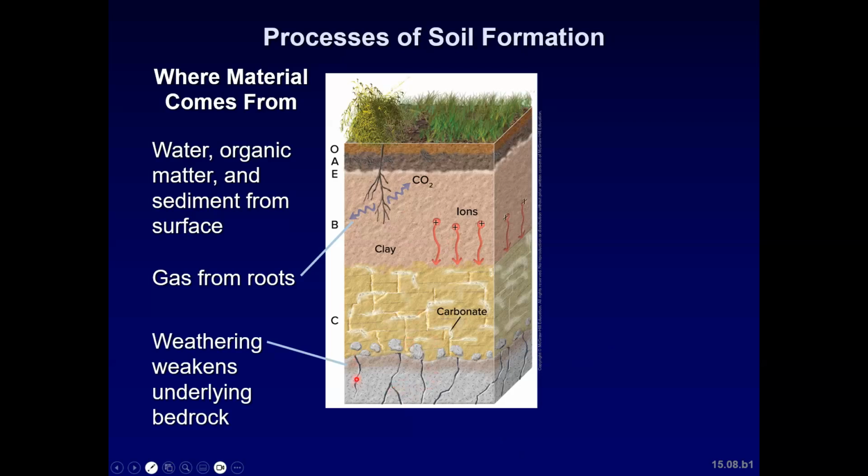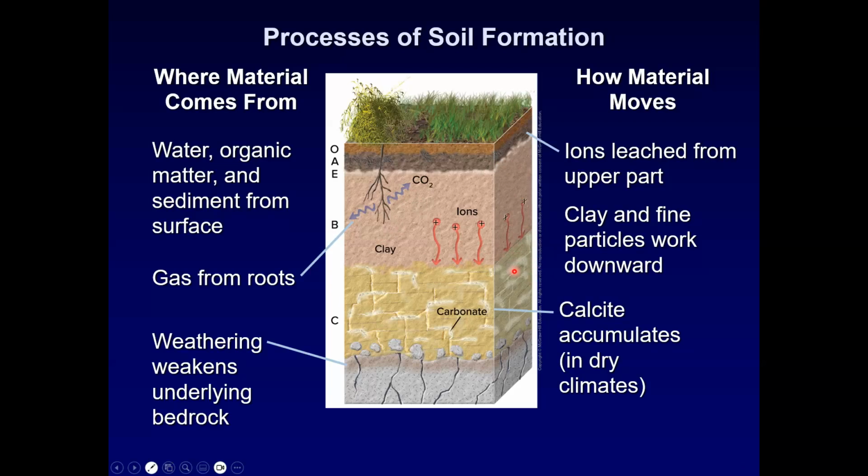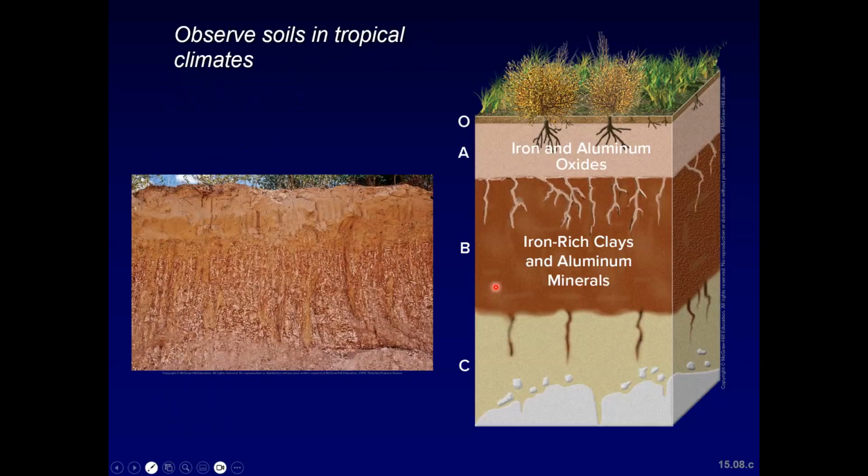So weathering does weaken the underlying bedrock. Ions can be leached from the upper part here. You can have gas from roots interacting with the soil profile. Clay and fine particles can work downward. And you can also have an accumulation of calcite in dry climates, not in the presence of water.